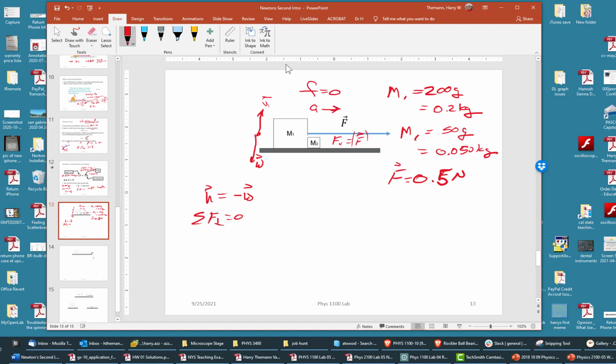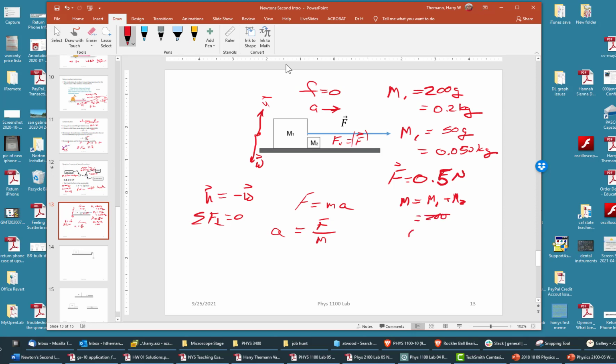And what is it? We have F equals ma, and so we need to put a equals F over m. And what does m equal? Well, the two of them are stuck together, so m equals m1 plus m2. So that's going to be 200.